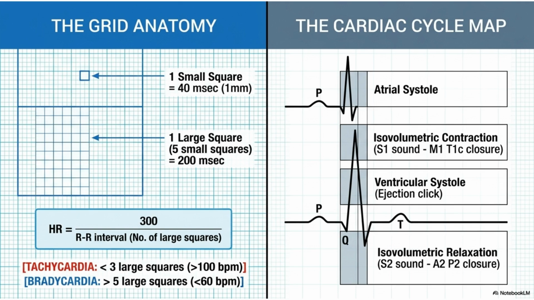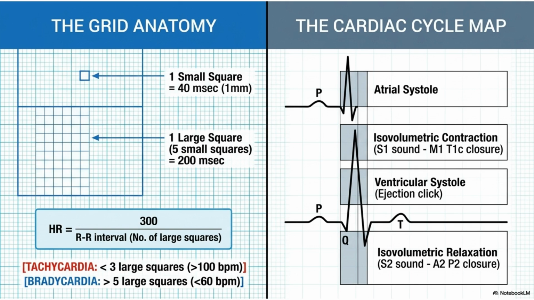Use the 300 rule for heart rate. Divide 300 by the number of large squares between R waves. Concepts like tachycardia, less than 3 large squares, and bradycardia, greater than 5 large squares, become visually intuitive here.